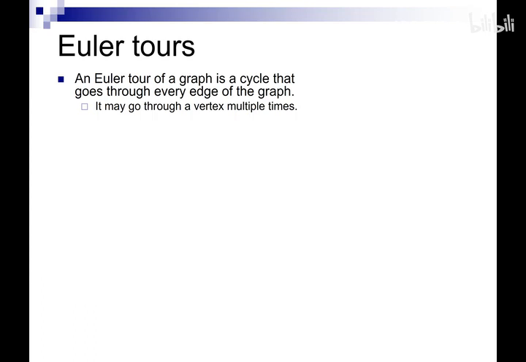Given a graph, an Euler-Tour of the graph is a cycle on the graph that goes through every edge of the graph exactly once. It can go through a vertex multiple times, but for each edge, it should go through that edge exactly once.